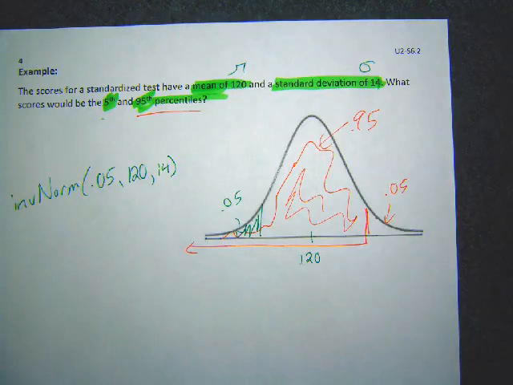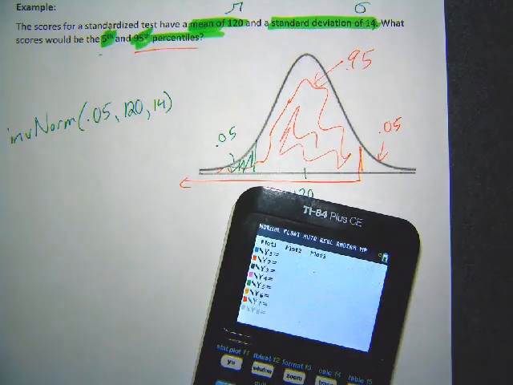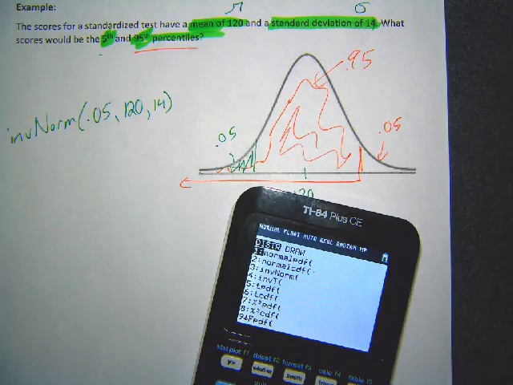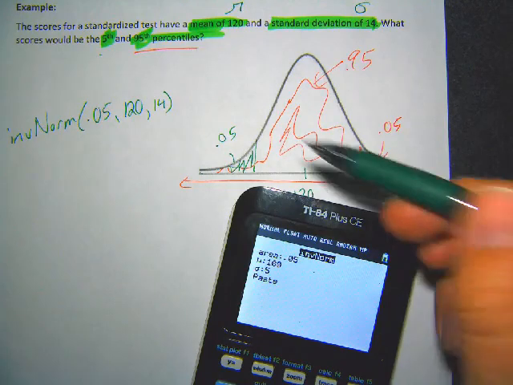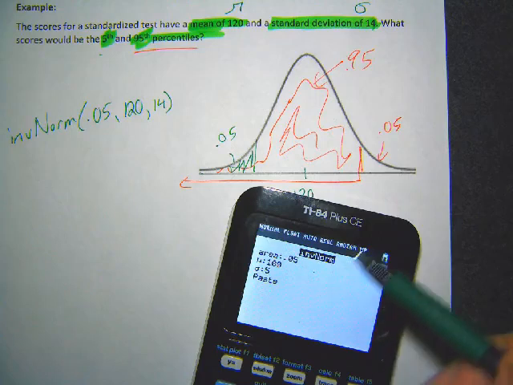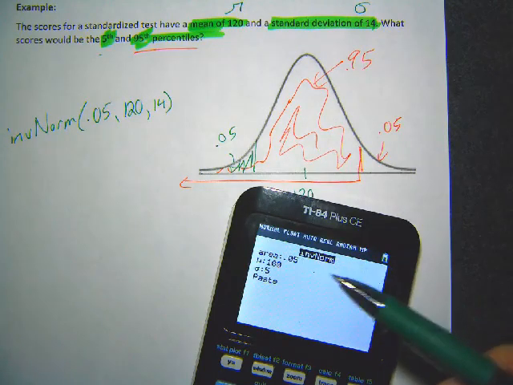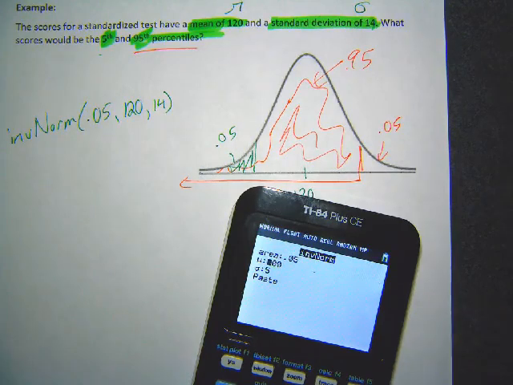So I just punch that in the calculator, and it should give us the answer. Type in here, we can do second, distribution, inverse norm. Area is going to be 0.05 because it's only 5%, so it's not very big. It's 5%, not 10% or 15%, so 0.05. Mean is 120. Standard deviation is 14. Paste.